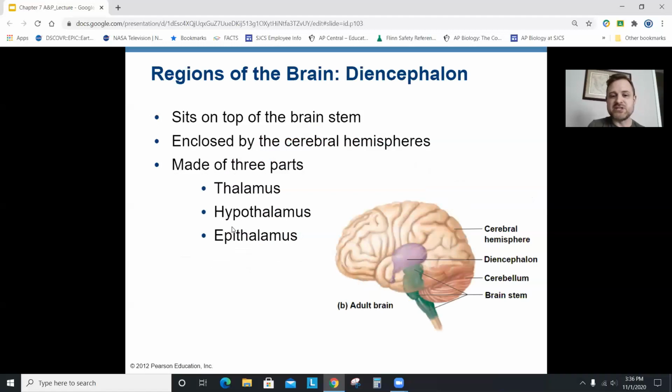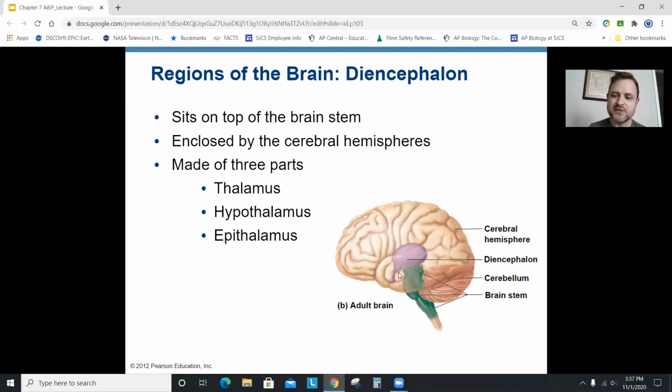Okay, so the second region, the diencephalon. This region, again, is sort of like, if you picture a mushroom, the mushroom cap is what you see. The stalk of the mushroom that's surrounded by the cap might be sort of like the diencephalon. So there's three main parts. There's the thalamus, there's the hypothalamus, and there's the epithalamus.